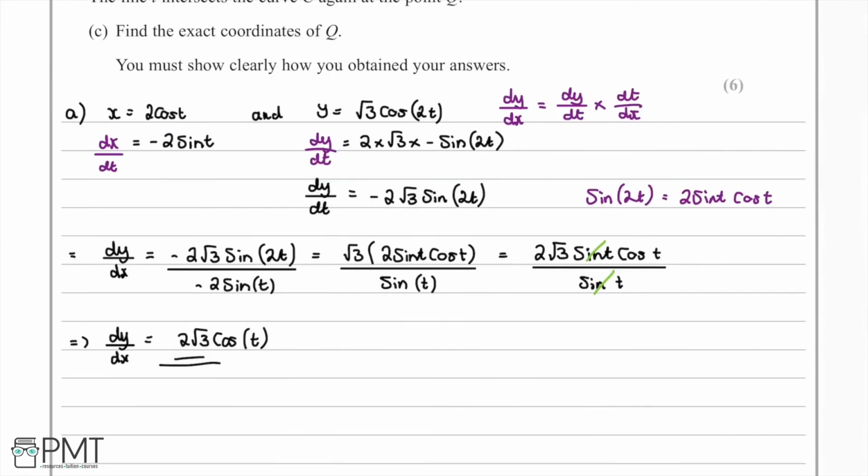In part A of this question, there were 2 marks available, and we received our first mark for getting to this stage here, where dy by dx is equal to negative 2 root 3 sine 2t divided by negative 2 sine t. Then we received our second mark for managing to simplify this down using the double angle formula and concluding that dy by dx is equal to 2 root 3 cos t.